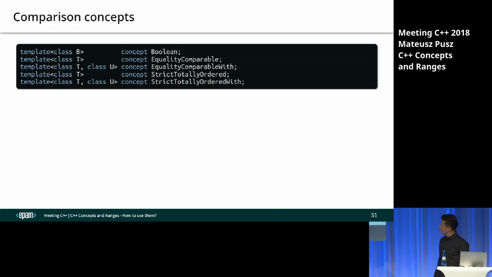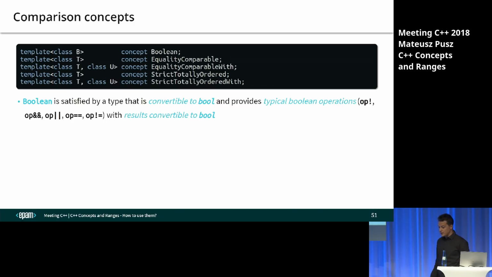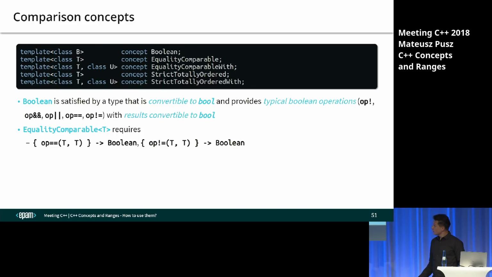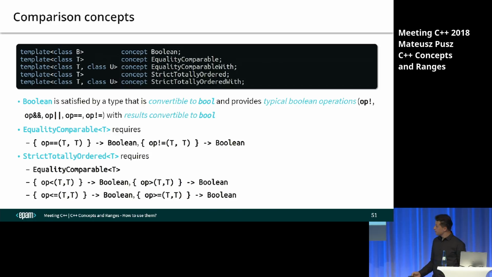We have concepts for Boolean operations and for comparisons. Boolean is satisfied when the type is convertible to bool and provides Boolean-like operations, so negation, logical and, or, and equality and non-equality operations whose results are convertible to bool. Equality comparable requires us to provide equality and non-equality operations whose result satisfies the Boolean concept, and strict totally ordered has to be equality comparable and also provide less, greater, less equal, and greater equal operations.